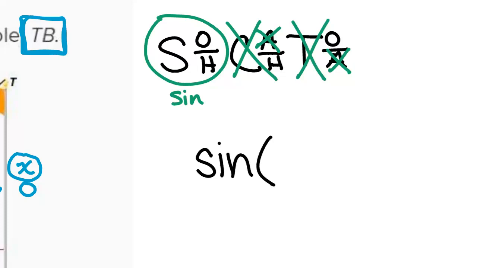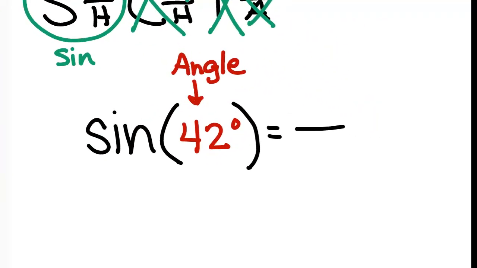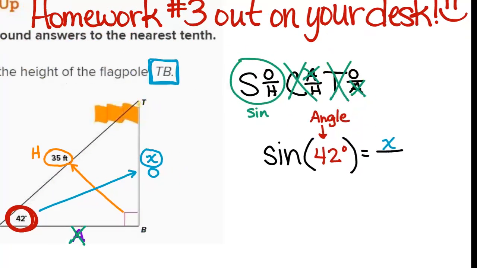Inside the parentheses is where we put our angle. How big is our angle? 42 degrees. So sine of 42 degrees equals what over what? X over 35, yes.